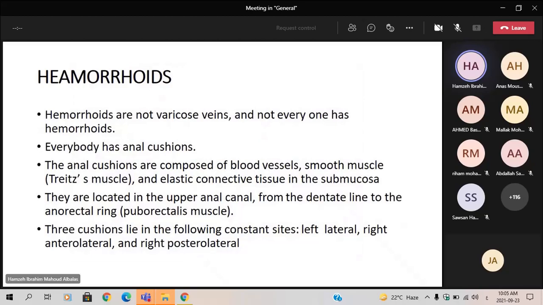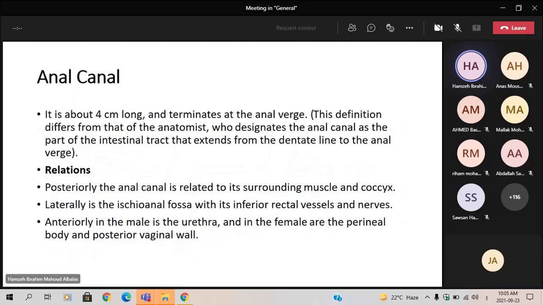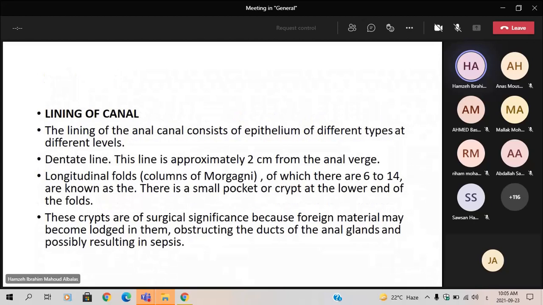As we know, the normal anatomy of the anal canal: it is about 4 centimeters long and terminates at the anal verge. Posterior to the anal canal are the surrounding muscles and coccyx. Laterally is the ischiorectal fossa, and anteriorly there are the urethra and the vagina and posterior vaginal wall. The lining of the anal canal consists of epithelium of different types at different levels.